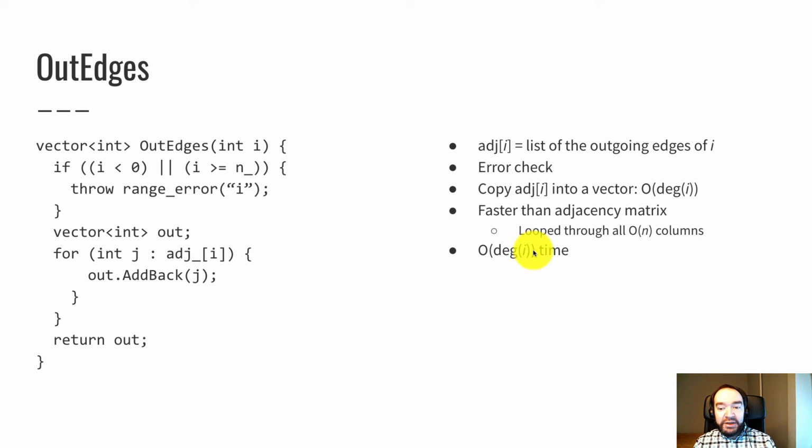We got a significant speed up over the adjacency matrix. Remember, the adjacency matrix would loop through n columns here and take big O of n time. n is the total number of vertices in the whole graph. Instead, outEdges is only looping through the actual vertices that are outgoing from i, so it takes big O of degree of i time, which is much smaller. Usually only a handful of the vertices in the graph are outgoing from i.